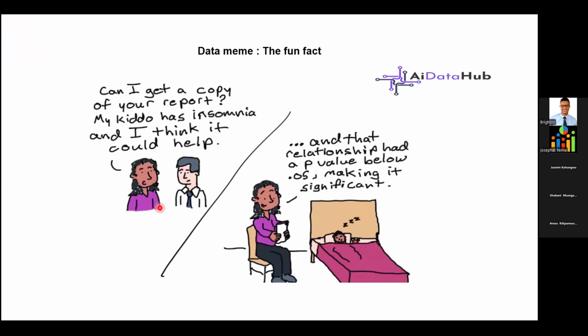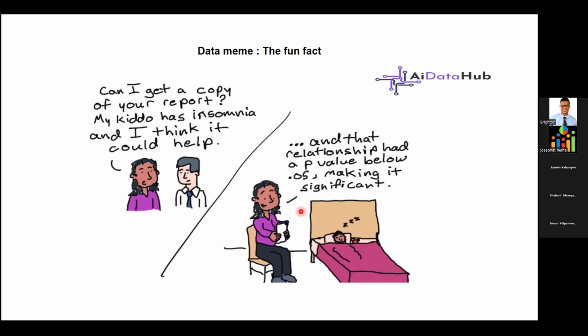So, fun fact or data meme for today. From the link, because we have studied a lot about visualization and I've shared with you a link of do's and don'ts from AI Data Hub, the link that I shared with you earlier. You can see here, somebody created a nice report in data and this mom is asking, can I get your report? My kid has insomnia and I think it could help. Like the kid has a problem that he can't sleep. So she thinks that report, with all your data, graphs and everything, was really boring. I was able to sleep. I think if I read that report to my kid, he'll also be able to sleep. She went back home saying that any relationship had a p-value below 0.005.